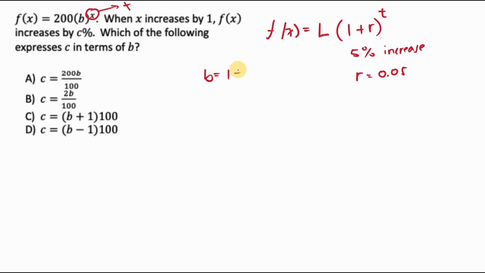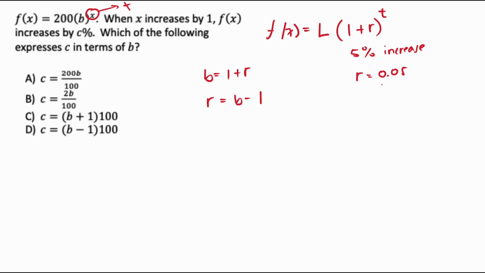And that's because it's just the thing in the parentheses, and so we know that the thing in the parentheses for exponential growth is 1 plus r. So we solve for this. Now what we actually want to do is solve for this for r, so we're just going to subtract 1 from both sides. R equals b minus 1. So now to figure out r in terms of c, so that ultimately we can get c in terms of b, let's look back to this example function again.